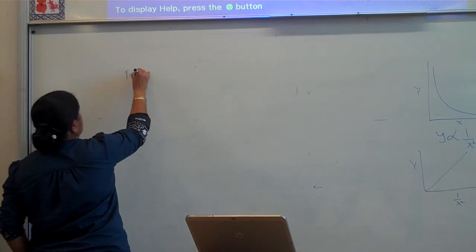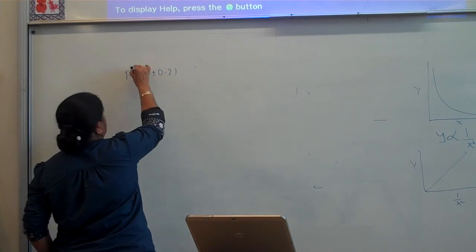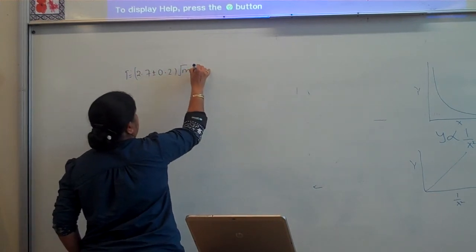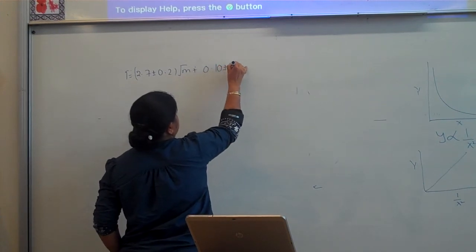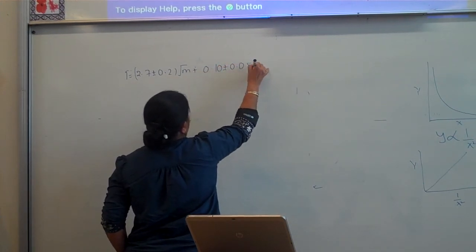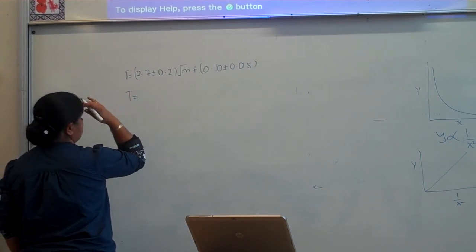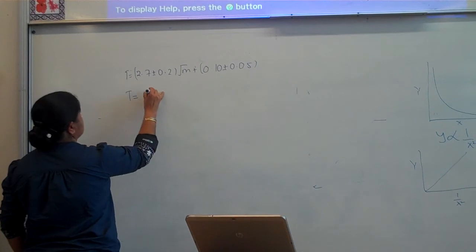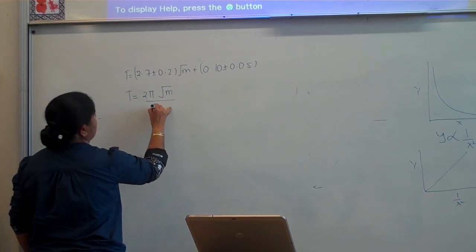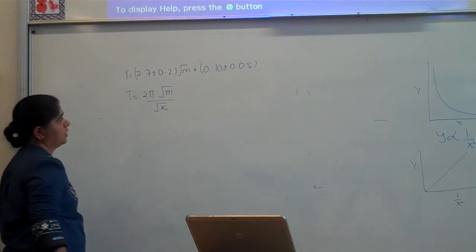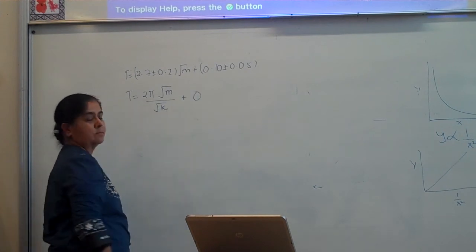T is 2.7 plus and minus 0.2 square root m plus 0.10 plus and minus 0.05 is my equation, and the theoretical equation is 2 pi square root m over square root k. Okay, I do not have any intercept here.